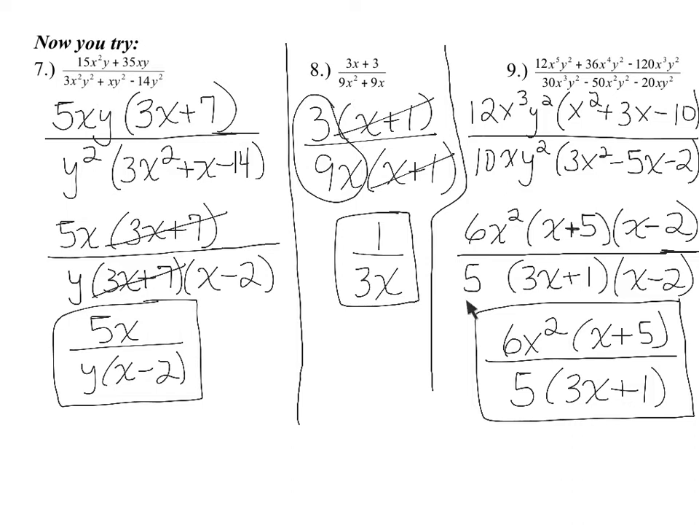Then you might notice that these monomials out here, I reduced them. So I reduced 12 over 10 to 6 over 5. I canceled out this x at the bottom to leave me with an x squared at the top, and the y squareds went out completely. And then when I factored this top part, I got x plus 5 times x minus 2, and on the bottom, 3x plus 1 and x minus 2. I then canceled out my x minus 2's because they represent the same number, and was left with 6x squared times x plus 5 over 5 times 3x plus 1.